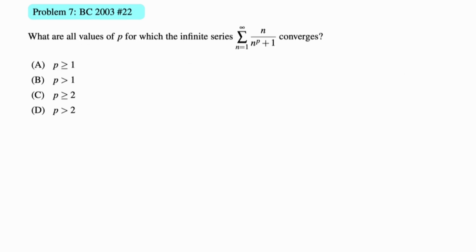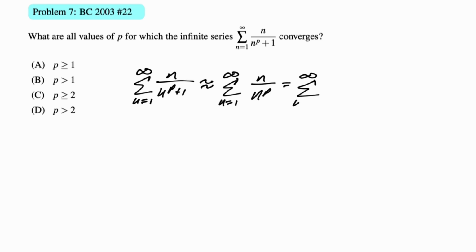What are all values of p for which the infinite series, the sum from 1 to infinity of n over n to the p plus 1, converges? So because you're going to infinity, to think about convergence, I'm sort of on some level using the limit comparison. I'm just going to say that if we go to infinity, then n over n to the p plus 1 is basically the same as just n over n to the p.